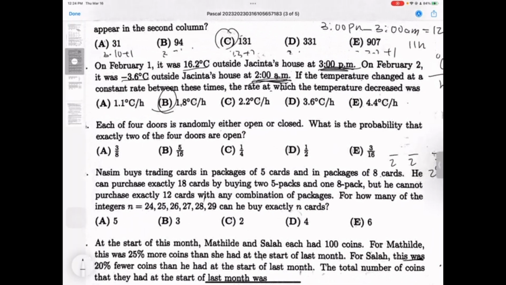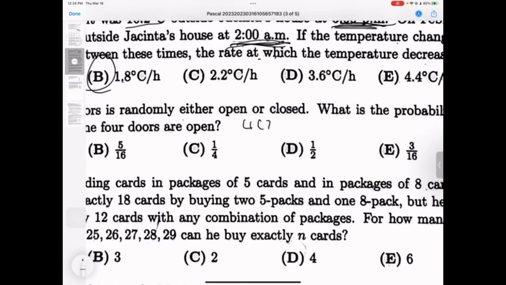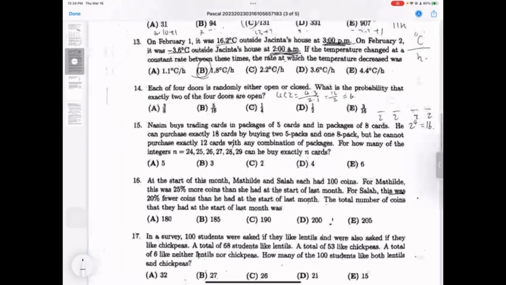And then the next step is to find the numerator. So the numerator is the number of ways that we can arrange these 4 doors as 2 open, 2 closed. We can list them because there are not too many, but here I'm just going to do a shortcut. So 4C2 is 4 times 3 divided by 2 times 1, and that is 12 divided by 2, and that is 6. So the final answer is 6 out of 16, and that is 3 out of 8. So that is A.